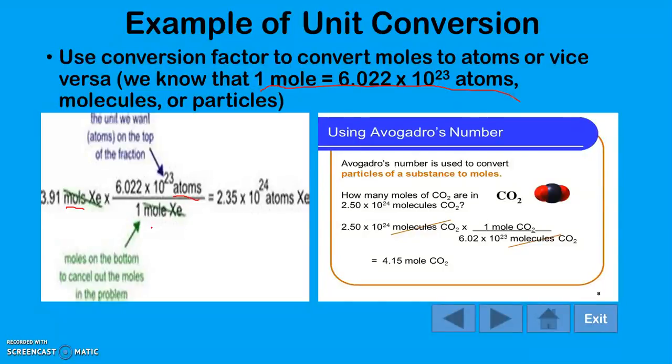Remember, no matter how I write it, it's still going to be equal to 1. So I can manipulate my conversion factor such that the units on the bottom cancel, and I'm left with the units on top. So we're going to write atoms on the top, along with 6.022 times 10 to the 23rd. We're going to put moles on the bottom. When we multiply this conversion factor times the given quantity and the given unit, 3.91 moles, we get 2.35 times 10 to the 24 atoms.